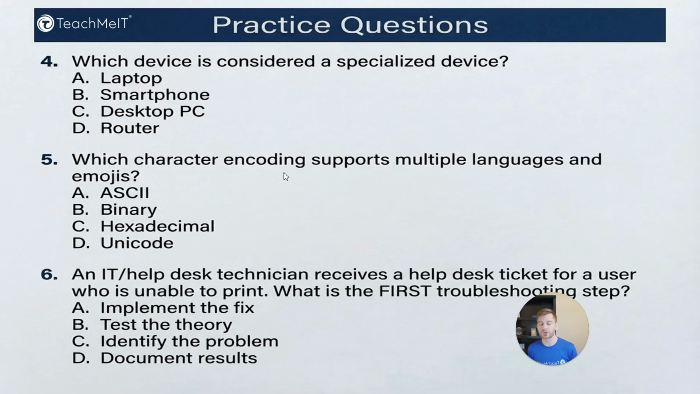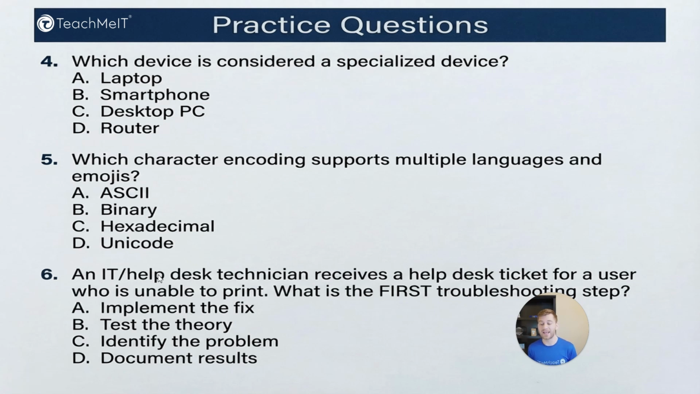Number 5, which character encoding supports multiple languages and emojis? That is D, Unicode. Because remember, Unicode is the only thing that we've talked about that supports emojis specifically and multiple languages. ASCII supports letters, but it does not support emojis or multiple languages. Hexadecimal does support letters and it supports numbers, but hexadecimal does not support emojis. Binary is only zeros and ones.